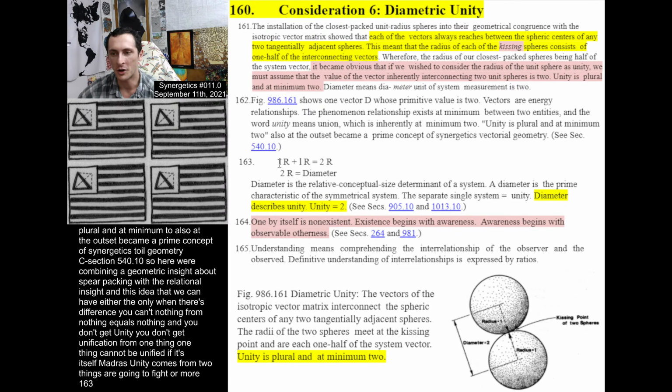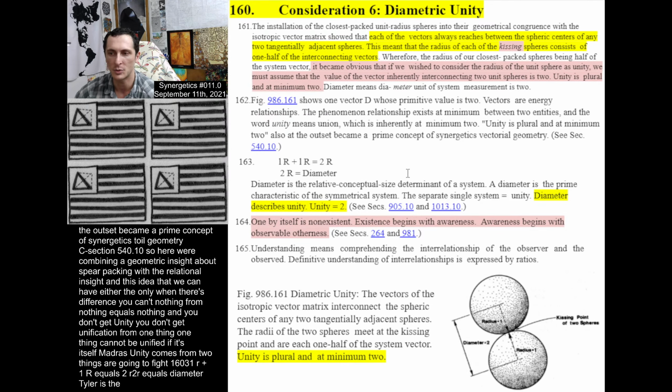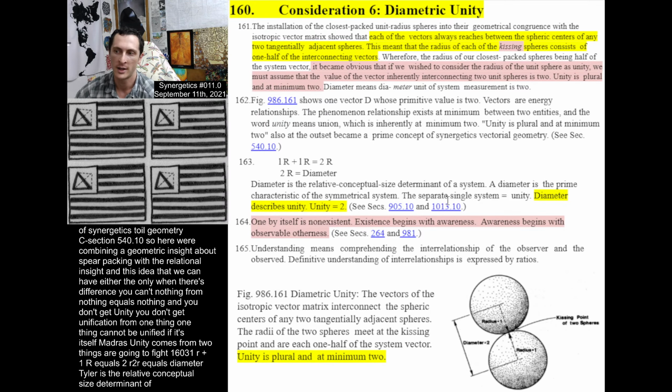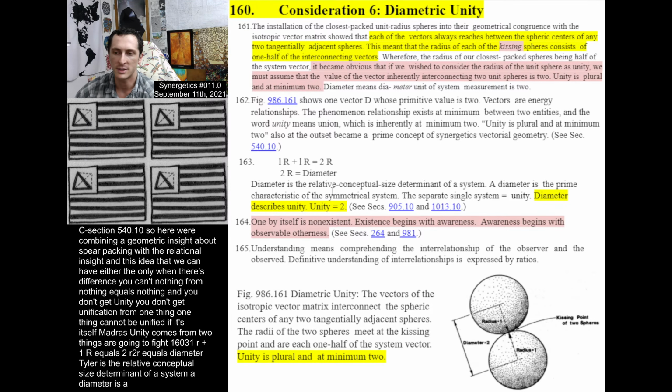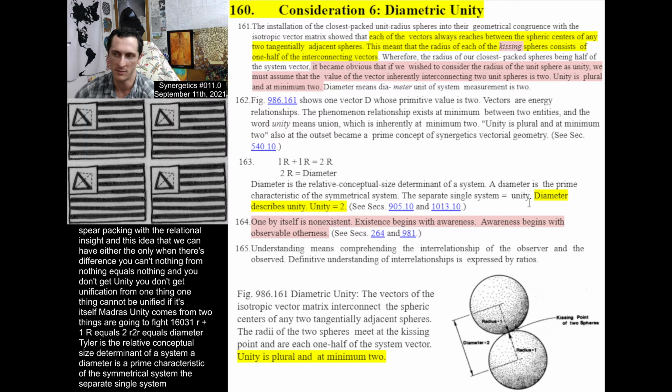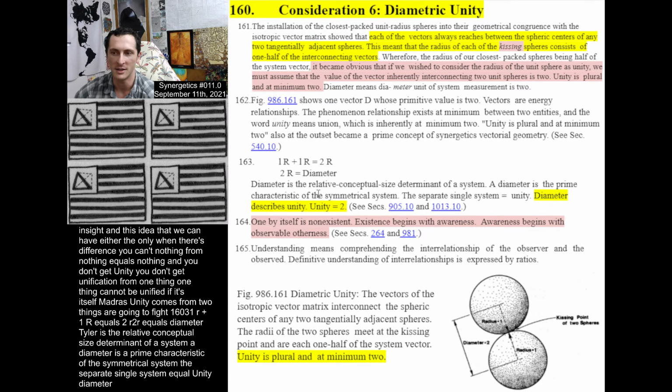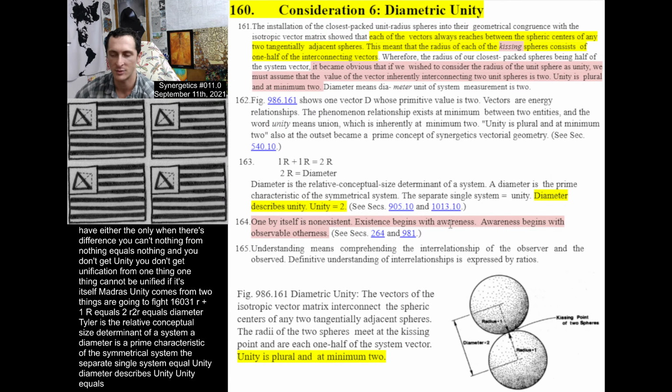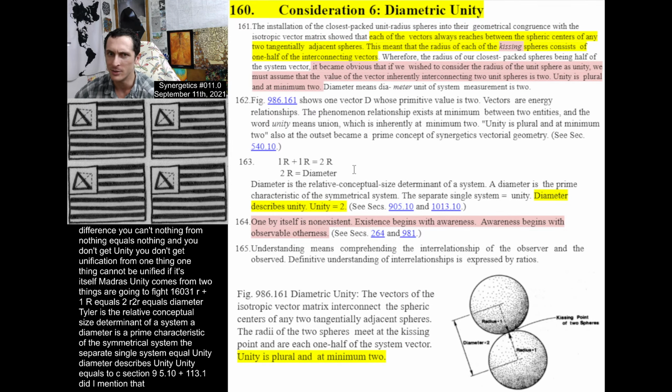163. 1r plus 1r equals 2r. 2r equals diameter. Diameter is the relative conceptual size determinant of a system. A diameter is the prime characteristic of the symmetrical system. The separate single system equals unity. Diameter describes unity. Unity equals 2. See sections 95.10 and 113.10. Did I mention that unity is 2, not 1?